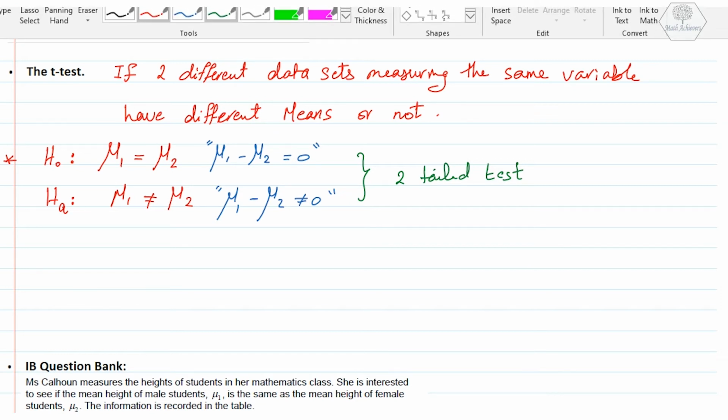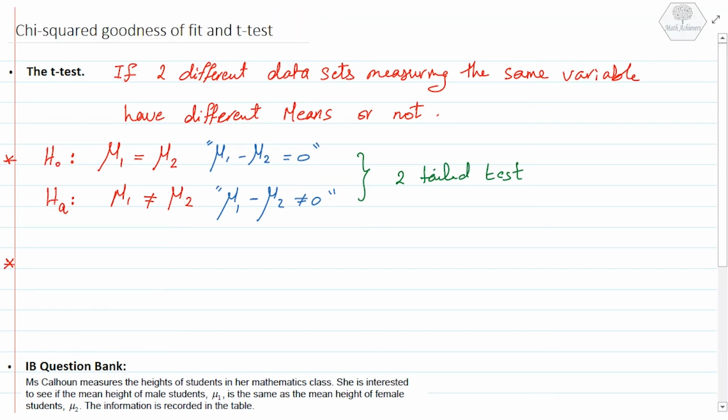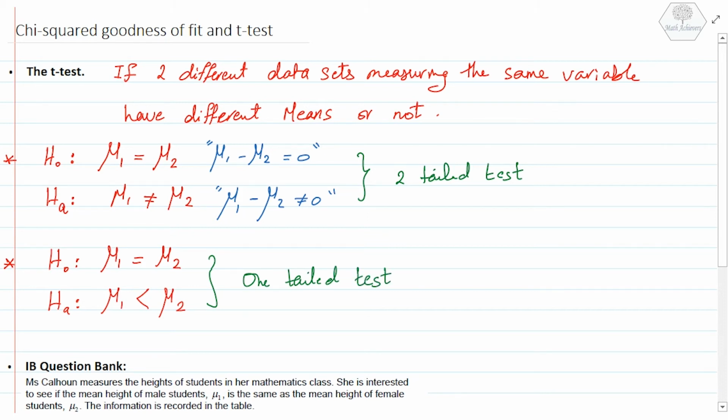Now, if I want to perform a one-tailed test, it would be this way. I say that the null hypothesis mu1 is equal to mu2, and the alternative hypothesis would be that mu1 is less than mu2. This is an example of a one-tailed test because the alternative hypothesis claims that mu1 is less than mu2. So it's a one-tailed test.